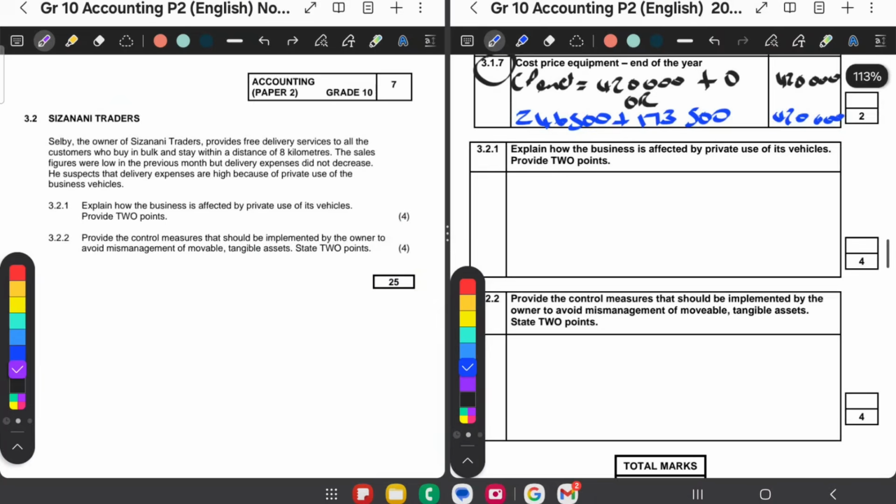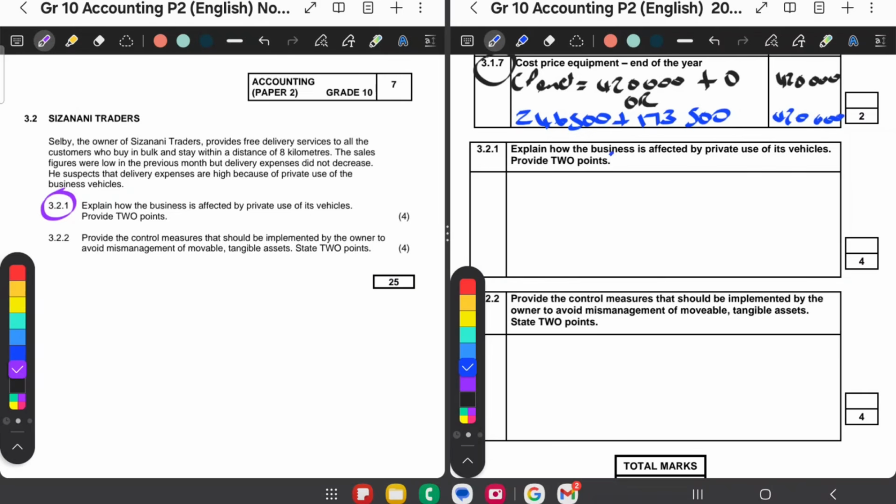Then we have theory questions here. It says Selby, the owner of Sizanani Traders, provides free delivery services to all customers who buy in bulk and stays within a distance of 8 kilometers. The sales figures were very low for the previous month, but the delivery expenses did not decrease. He suspects that delivery expenses are high because of private use of the business vehicle. 3.2.1. Explain how the business is affected by private use of its vehicles.